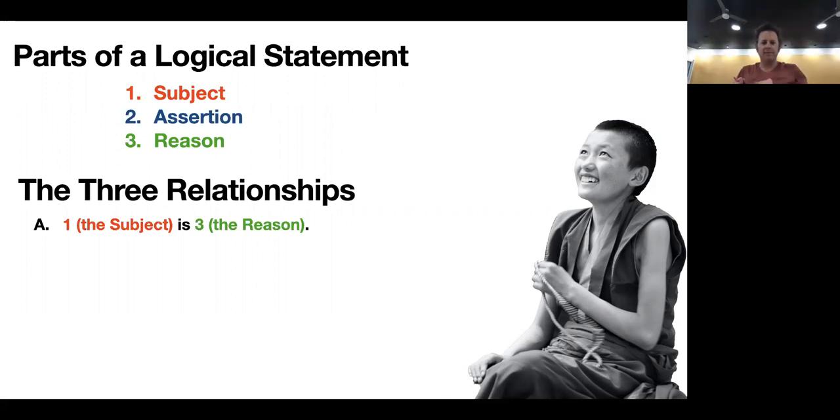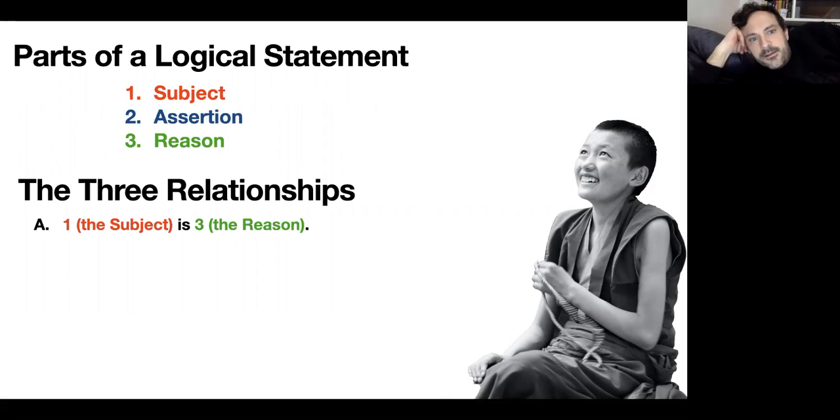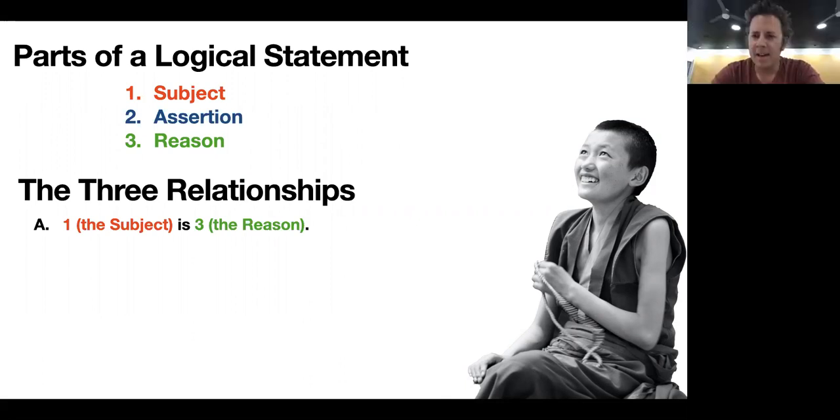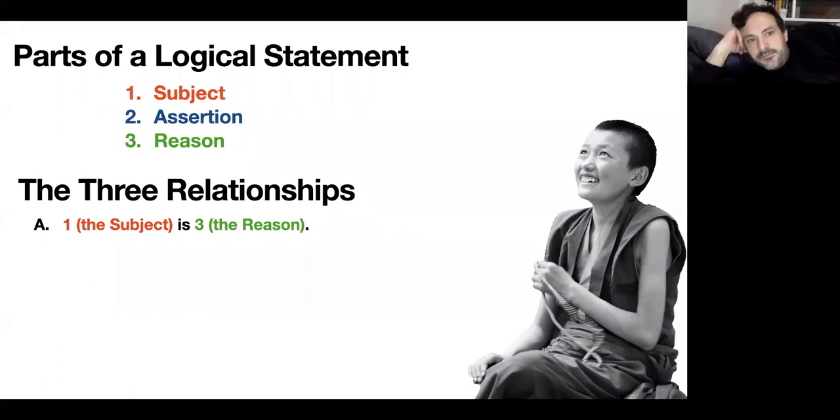Michael, things are getting gnarlier now. Second test. If the reason is true, then the assertion must be true. Yeah, right. Or you could say if something is the reason, then something must be the assertion. And would you play it out for me in the case of this particular syllogism? Yeah, if ducks are fast, then they must also be blue.